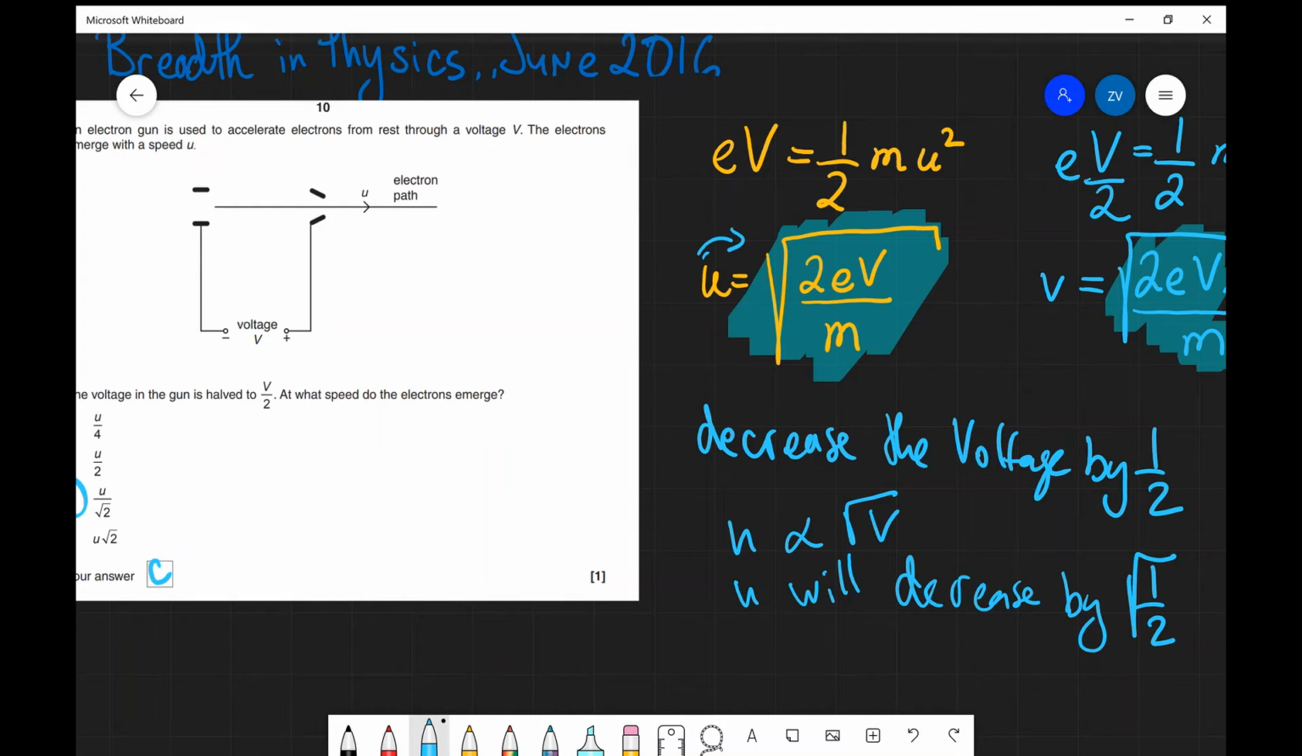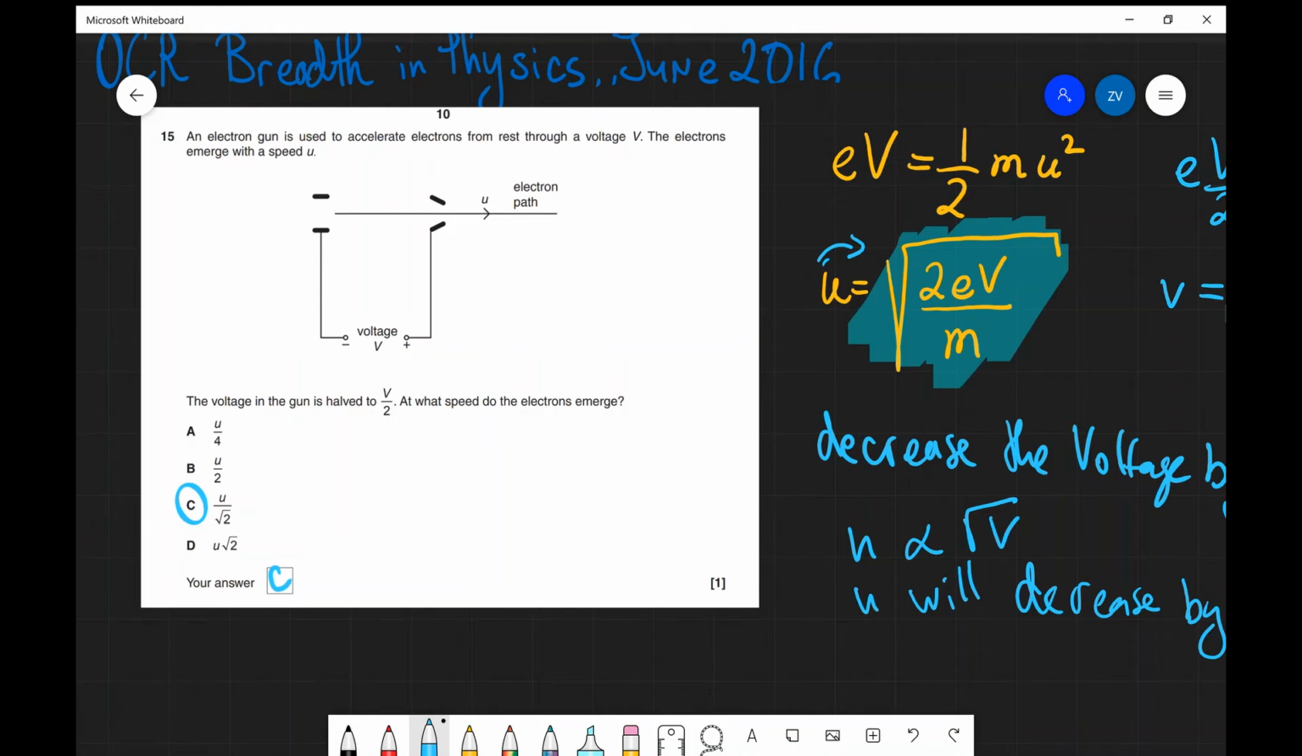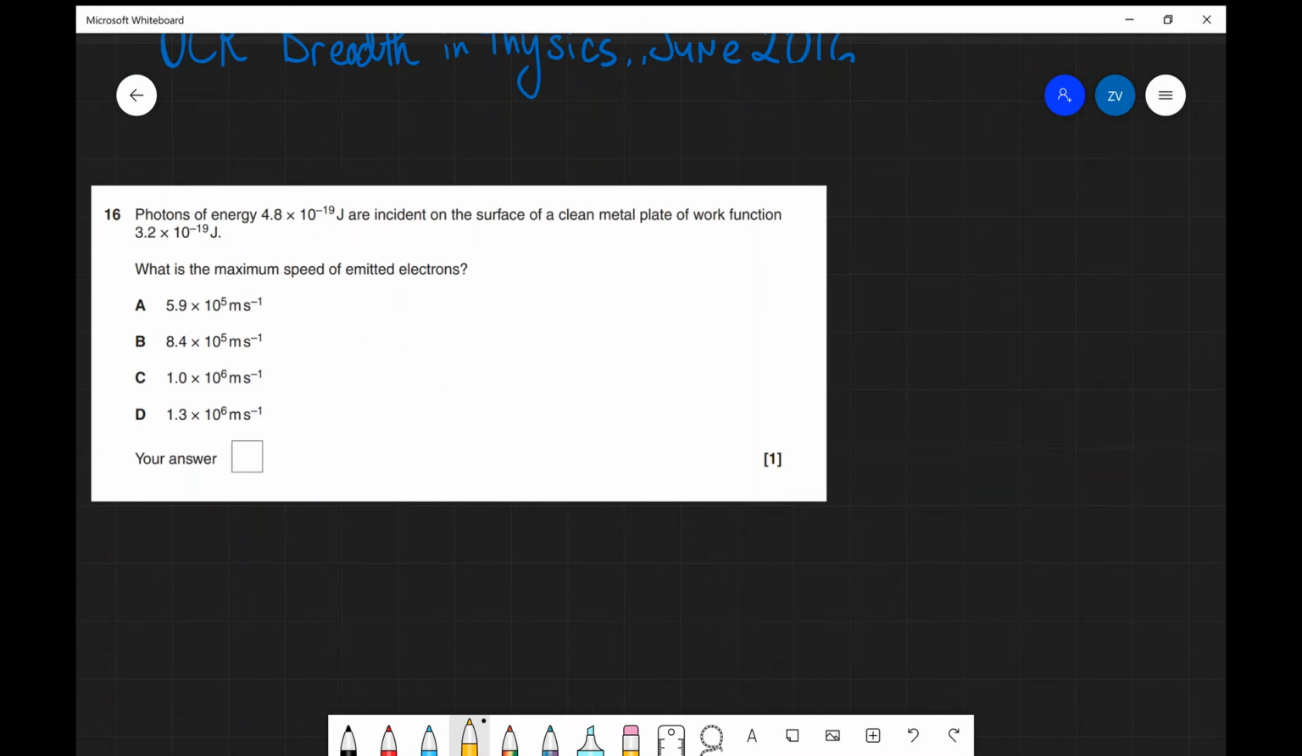That's a different way of getting to the answer C, but I just wanted to show you the proper mathematical full derivation. Number 16. We have photons of energy 4.8 times 10 to the power minus 19 joules incident on a surface of a clean metal plate of work function 3.2 times 10 to the power minus 19 joules. What is the maximum speed of the emitted electrons?